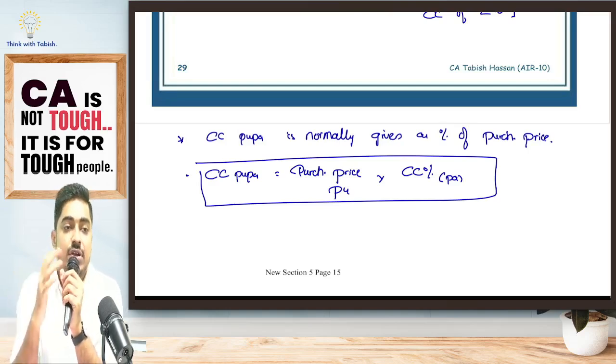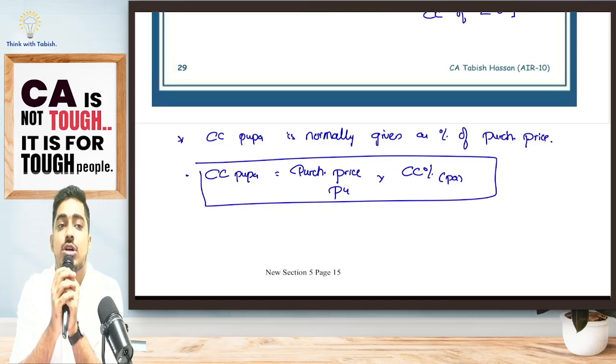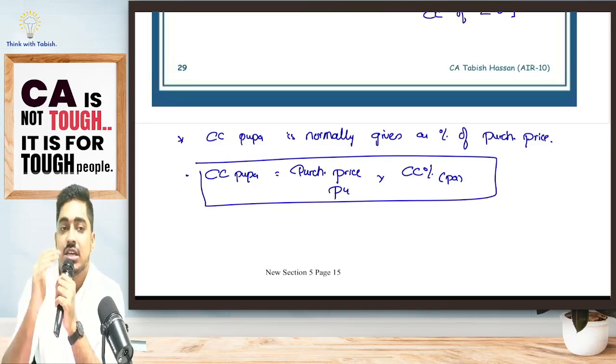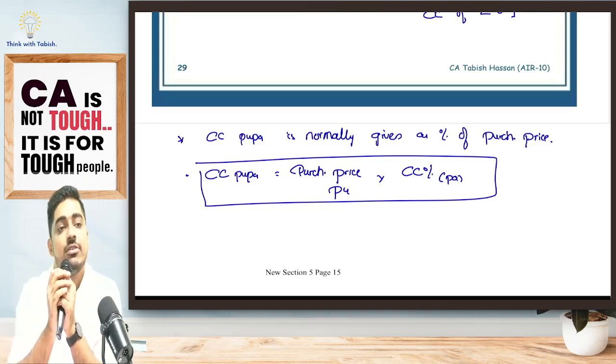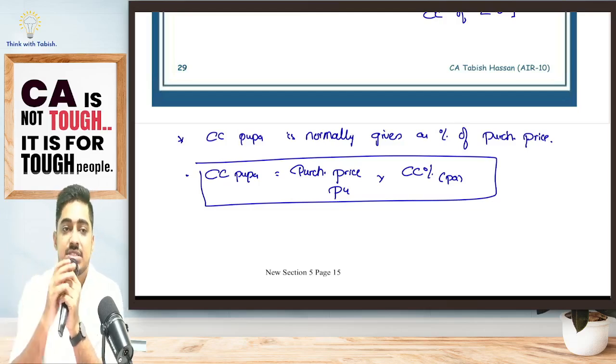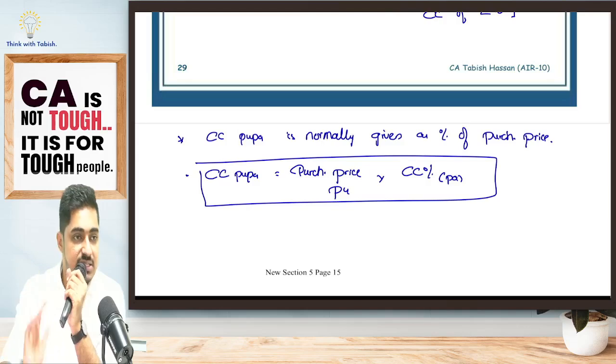Then we told that normally my carrying cost in the question is given as a percentage of purchase price. The question will tell you every item I'm buying at 100 rupees, and to hold it for 1 year, 10% cost I'll have to incur. That means to hold 1 unit for 1 year, the cost is 100 into 10%, which is 10 rupees per unit per annum. Till here, is this clear?